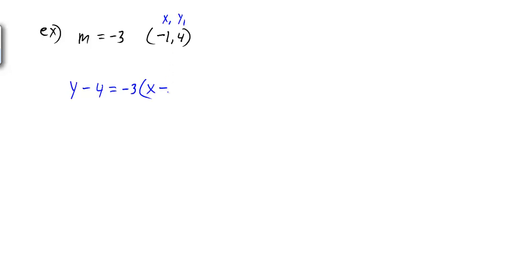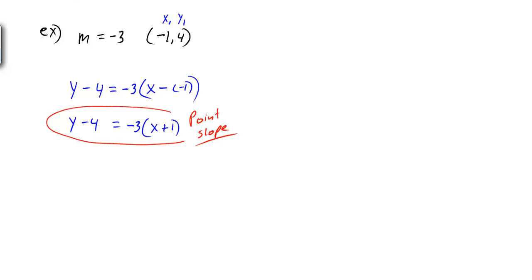So be careful, this is minus a -1. Okay, then if we have y minus 4 equals -3 times x minus a -1, that is really x plus 1. And there we have our equation. And once again, this here is point-slope form.